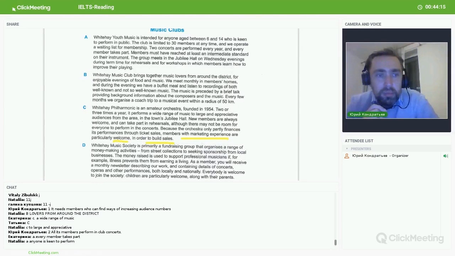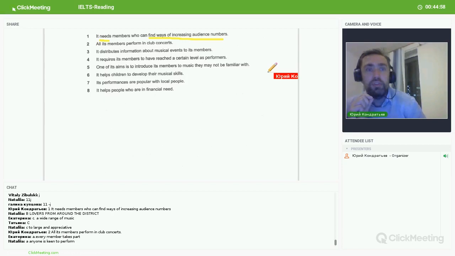Okay, number A, every member takes part. Okay, yes, every member takes part. Anyone who is keen to perform. Okay, but every member takes part, and all members perform. It's closer than anyone is keen to perform. Anyone is keen, it means that everyone should want to do this. And here it says that actually happens. So they do perform and they do take part. This is the closest. And the answer, yes, that's correct. The answer is A.